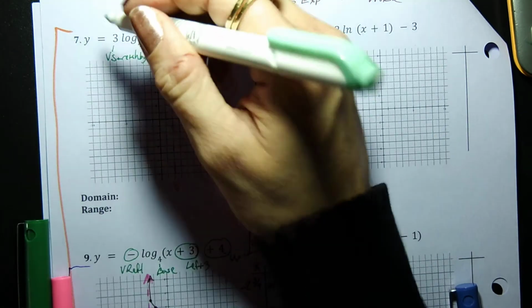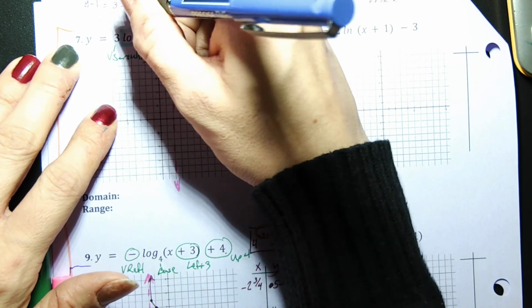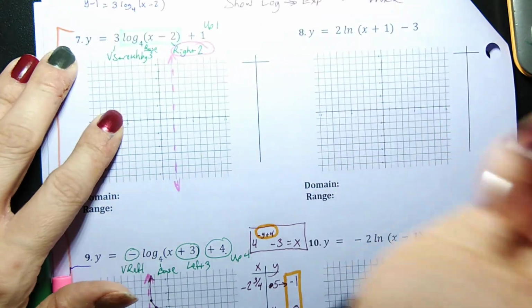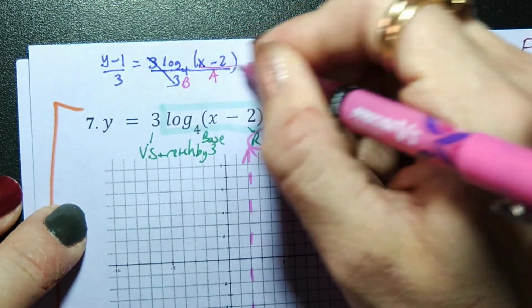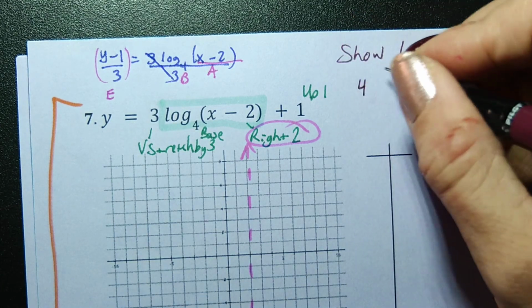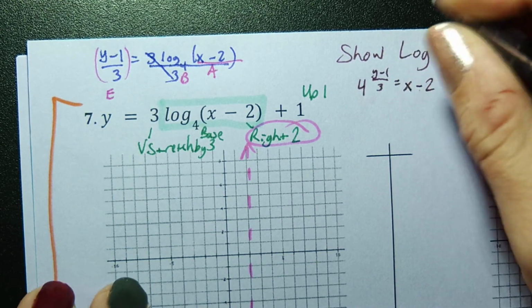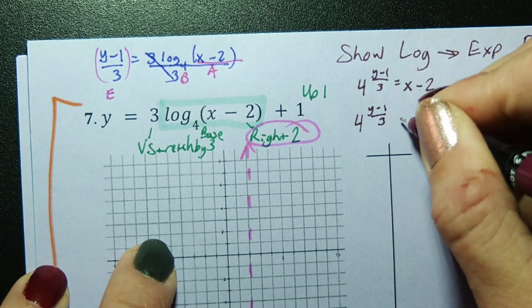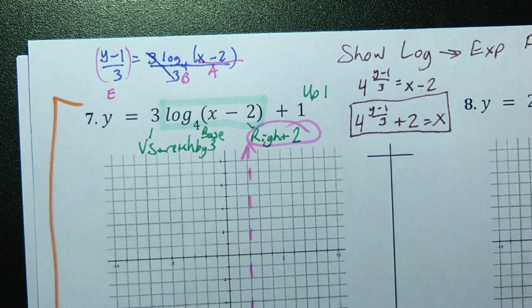Next, we want to isolate our log so that we can write it in exponential form. So I would subtract 1. Then divide by 3. And then we can write it in exponential form, where that's my big, that's my animal, and that whole thing is my ears. So 4 to the y minus 1 over 3 equals x minus 2. Add the 2 over to the other side, y minus 1 over 3 plus 2 equals x. So you gotta show me the equation in exponential form that you are using for the logs.